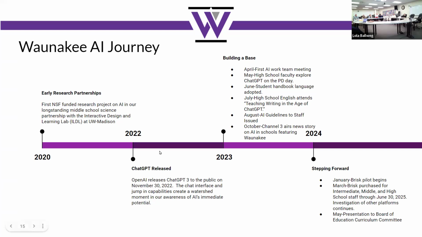We talked about the release of ChatGPT in 2022, and how a lot more people became aware of AI and tried it out then. So that was a pretty big moment there. And then last year, we had our first AI working team meeting. Our high school faculty also did a PD around ChatGPT back in last May. And then we adopted that student language around AI in June of last year.